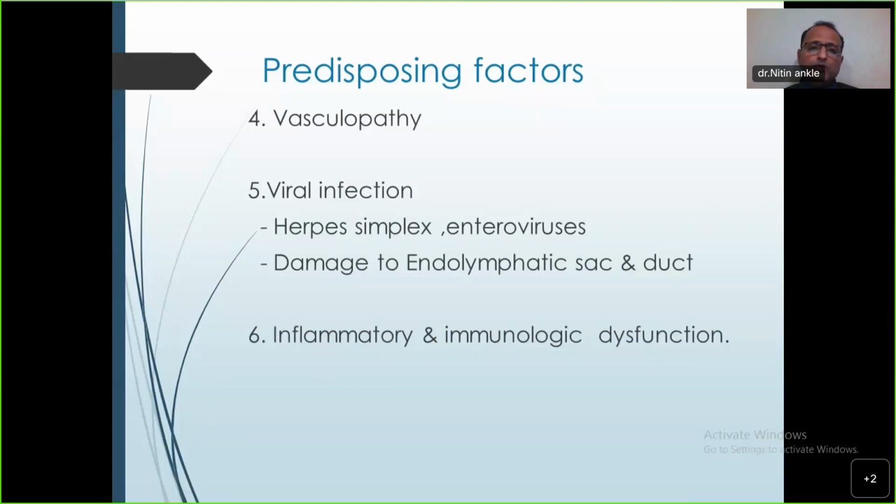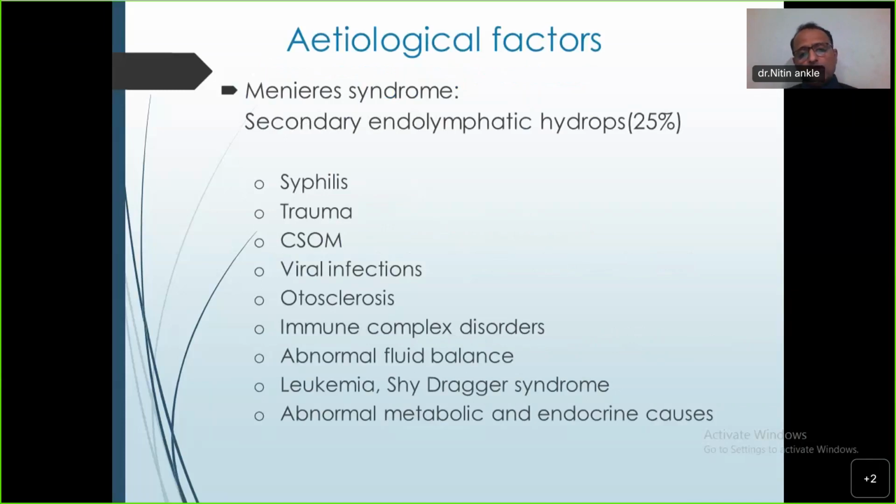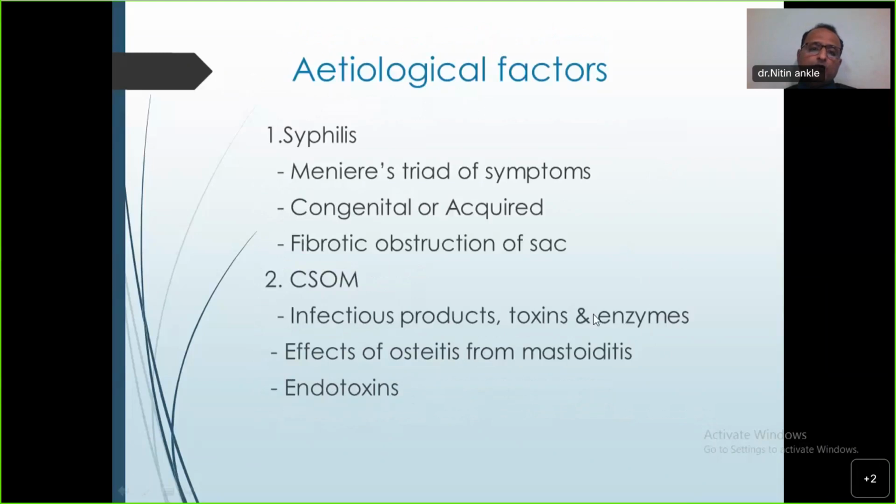It is also seen in post-infectious diseases like syphilis, trauma, and long-standing CSOM. Then viral infections, I told you, like herpes, otosclerosis, immune complex disorders, wherein the immune complexes deposit themselves onto the membrane and cause dysfunction of the membrane. Then abnormal fluid balance, leukemia, Shy-Drager syndrome, abnormal metabolic and endocrine causes. So these are the causes of secondary endolymphatic hydrops, which accounts for about 25%, whereas 75% are the typical Meniere's disease as such. Now we'll come to it one by one again.